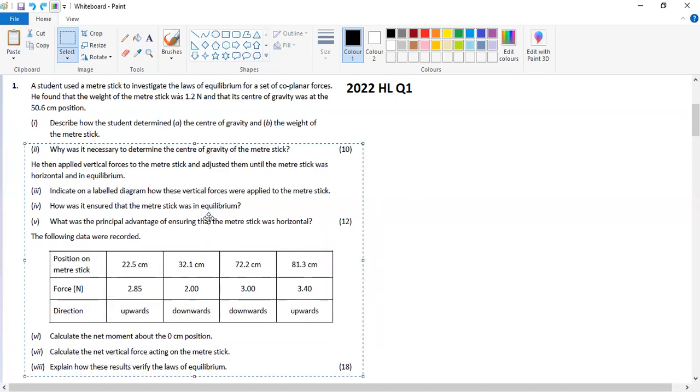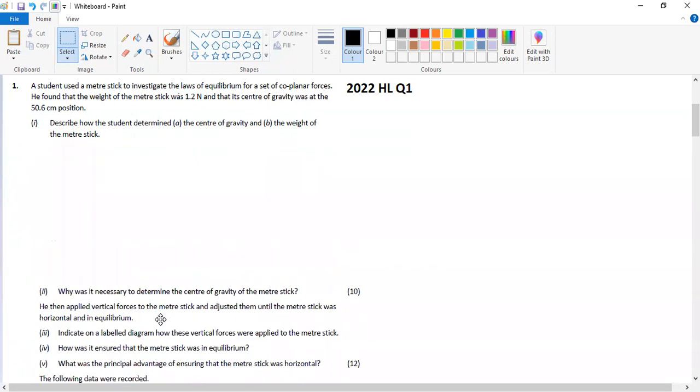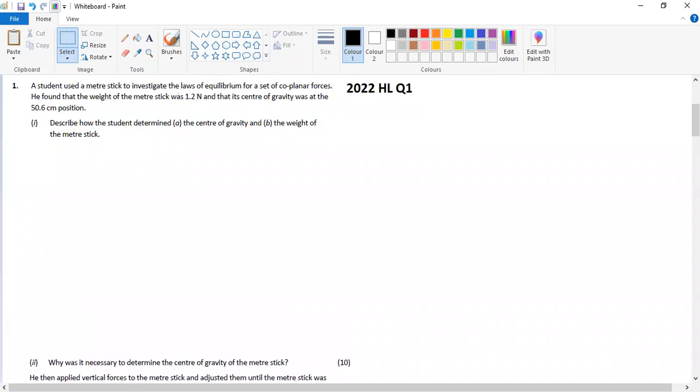Okay, going back now to look at part 1, where we describe how the student determined A, the center of gravity, and B, the weight of the meter stick. And I'm going to give myself lots of space just to put in an answer.